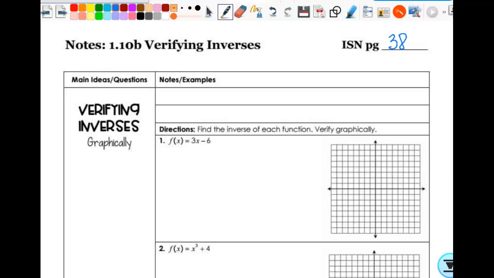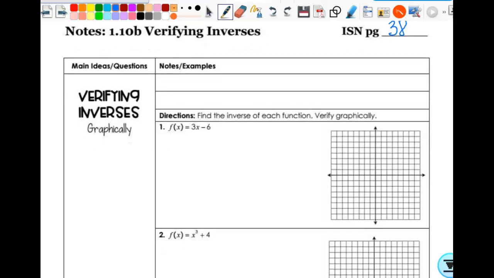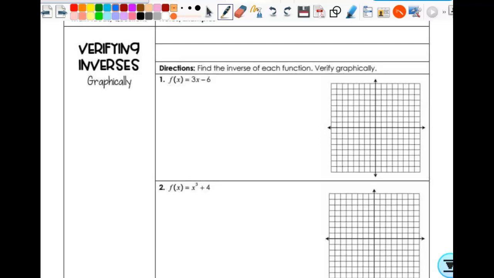Yesterday, we talked about what inverses were. We found the inverses. Today, we're still going to have to find some, but then we're going to verify that what we have are inverses. Let's talk about how we know that they are inverses. And so the first thing we're doing is going to verify inverses graphically.